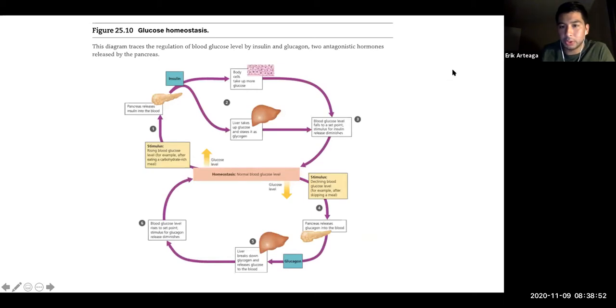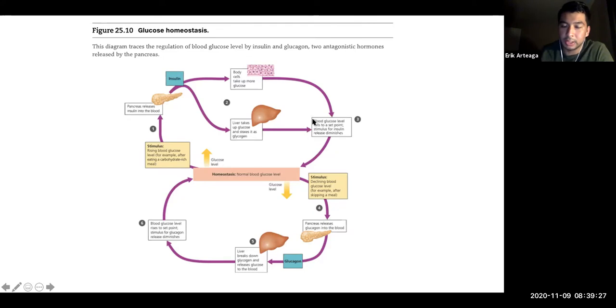All right, so glucose and homeostasis. So again, these are antagonistic hormones. They're performing two tasks that are completely opposite of each other, right? One's bringing the sugars in, one's letting the sugars out into the bloodstream, okay? All right, so here we have the pancreas. Pancreas releases insulin into the blood, so the body cells take up more glucose. Liver takes in more glucose and stores it as glycogen, right? You also have the glycogen in the muscle tissue as well. All right, so blood glucose level falls to a set point.